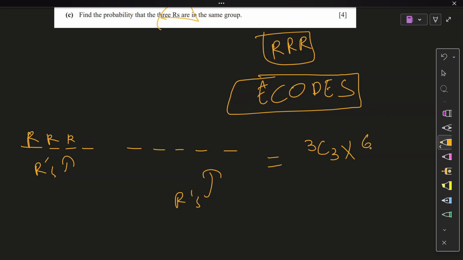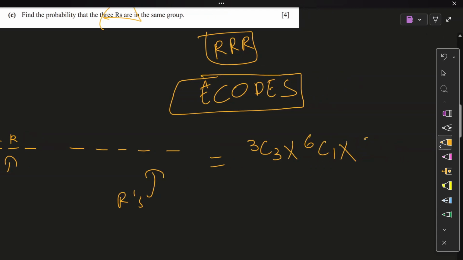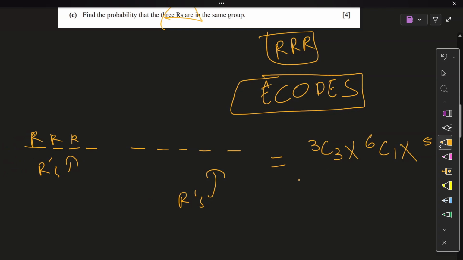Out of the 6, 9 minus 3 is 6, good enough. 6C1, anyone takes that position. Moving on to the remaining 5, they will just occupy the next box, 5C5. Simple question. Moving on to the second case, let me just remove that.